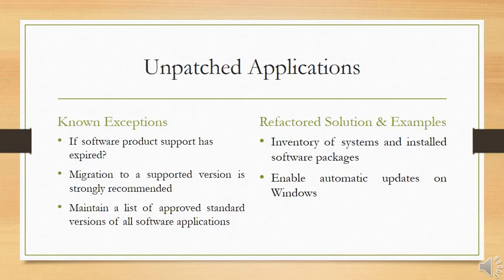Then we have refactored solutions and examples. A first step towards managing your patches is obtaining an inventory of systems and installed software packages. On small networks, you can enable automatic updates on Windows and applications such as Acrobat and Firefox. For other applications such as video drivers, you might have to update from the vendor's website. So keep track of the US CERT bulletins. If there are serious vulnerabilities announced for your applications, follow the patch available links and install the patches.